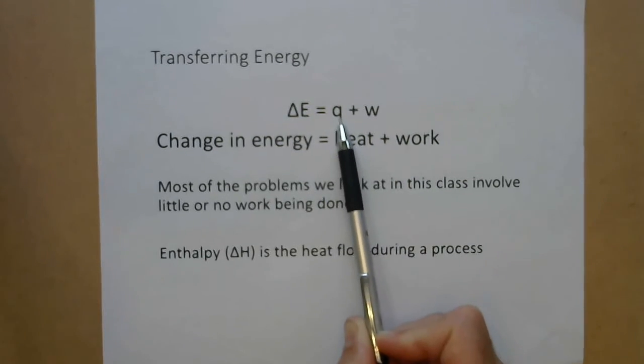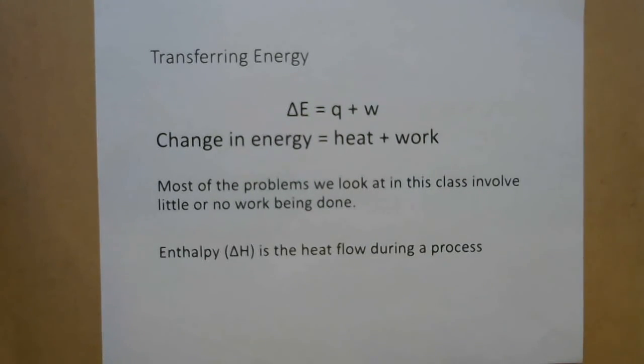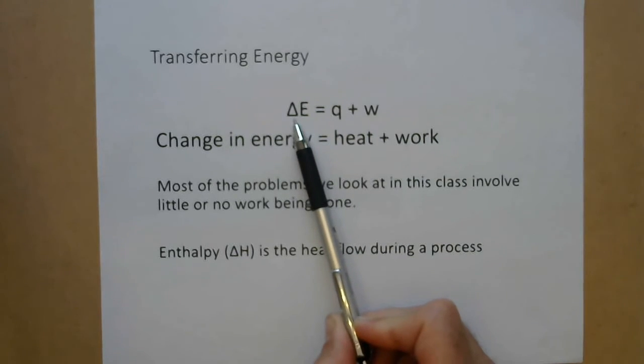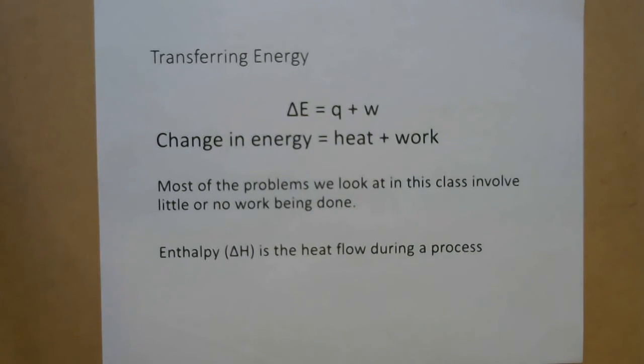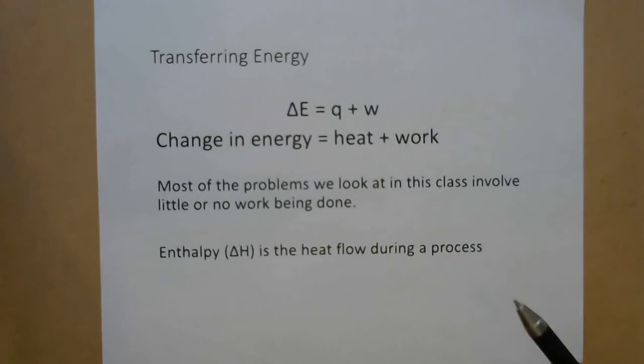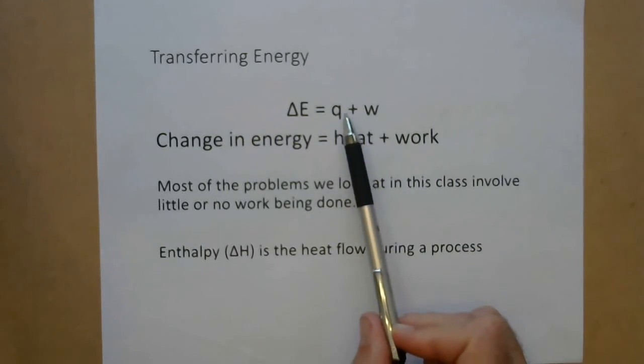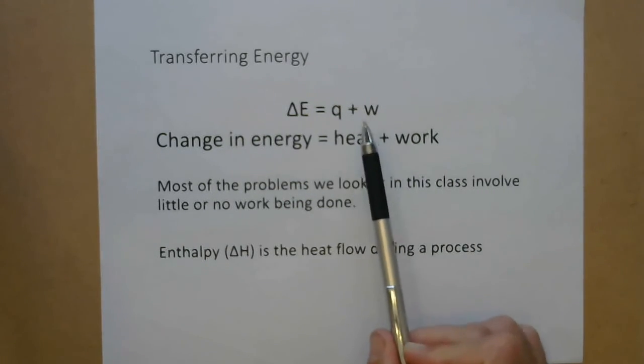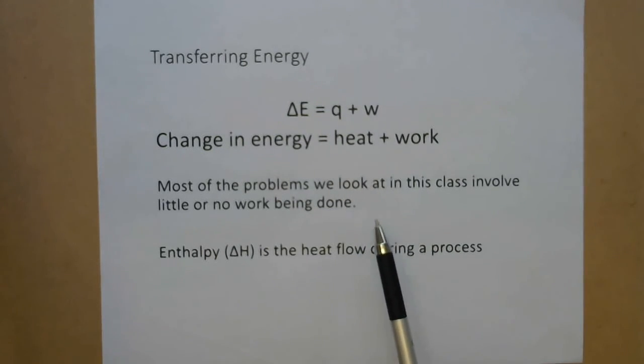So for heat, we use the letter Q, work is W, and whenever we see the delta, it means change. The change in the amount of energy in the system is going to be equal to how much heat is put in or out and how much work is going in or out of the system. Whenever you use the negative sign, it means they're going out. And if you use the positive sign, it means it's going in.